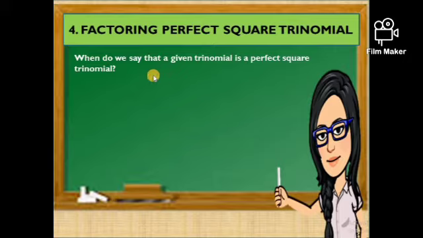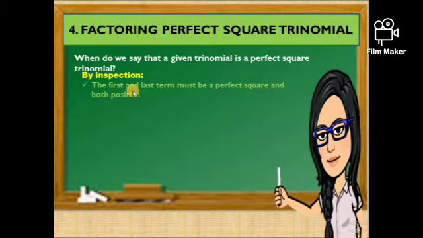So, ang unang tanong, paano ba natin malalaman na ang given trinomial is a perfect square trinomial? By inspection, una, the first and last term must be a perfect square and both positive. Second, the middle term is twice the product of the square roots of first and last terms. Itong dalawa ang kailangan natin tingnan para malaman natin kung ang given trinomial is a perfect square trinomial.